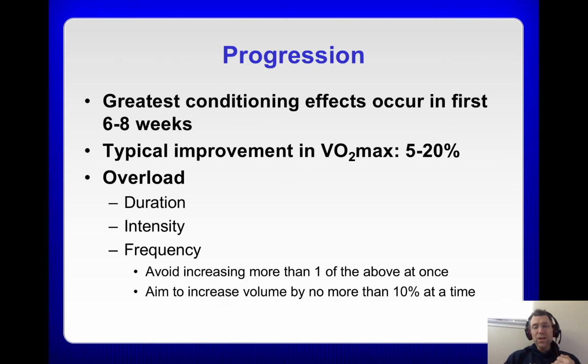Some notes. We don't want to increase more than one of those factors, duration, intensity, or frequency, at once. In other words, you're exercising 20 minutes a day, 3 days a week, at 60% of heart rate reserve. Next week, you're ready for it. Next week, we're going to have you go for 25 minutes instead of 20, but the intensity stays the same and we go the same number of days per week.